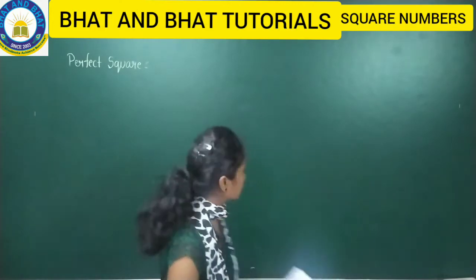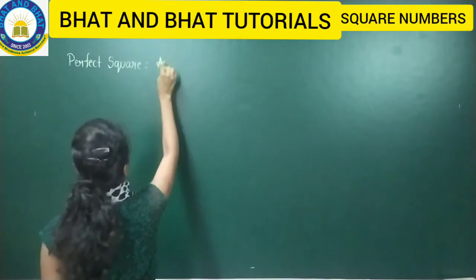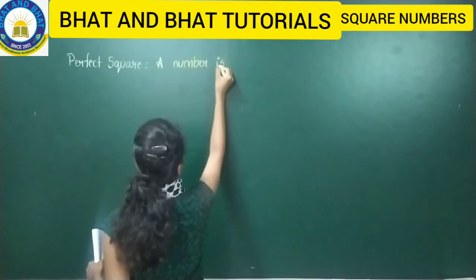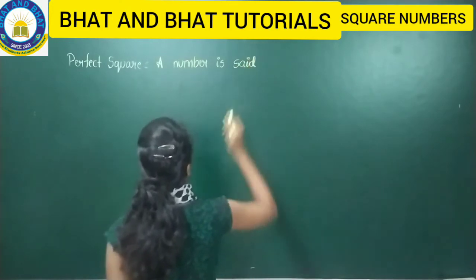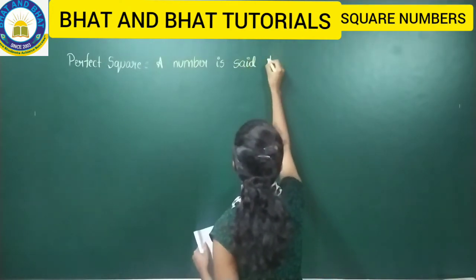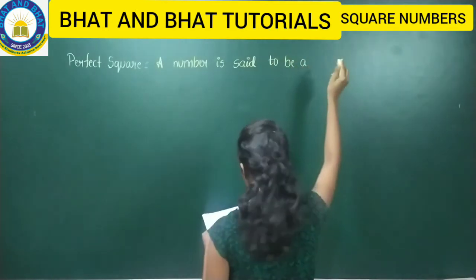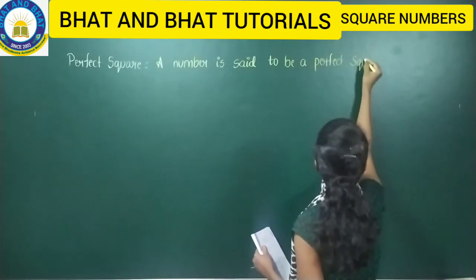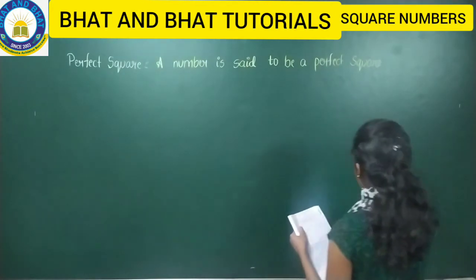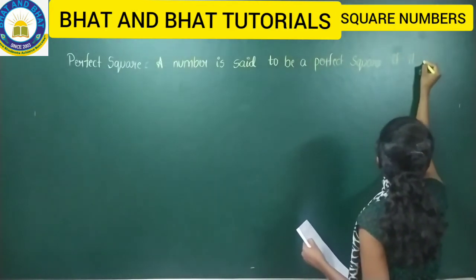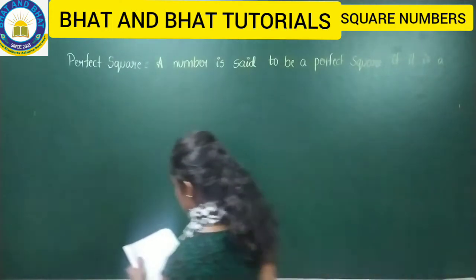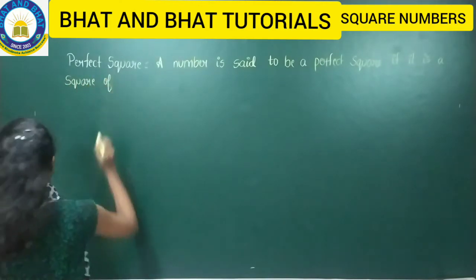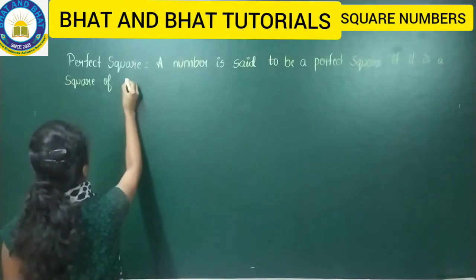See, perfect square is nothing but, we'll just write the meaning first. A number is said to be a perfect square if it is a square of any natural number.